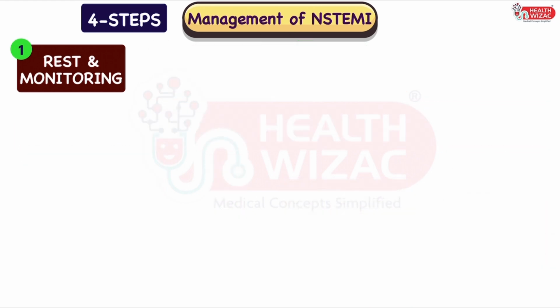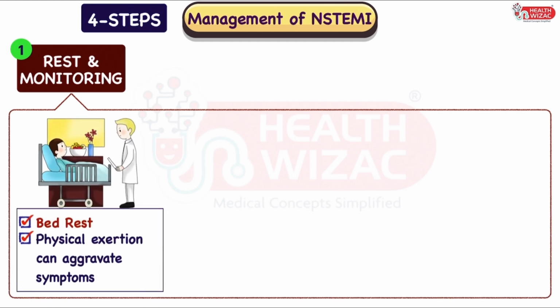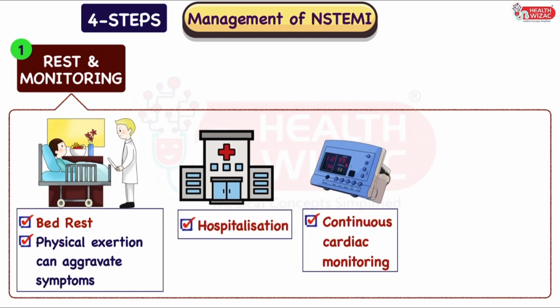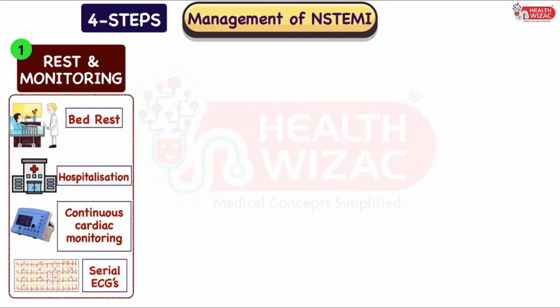Step 1, that is rest and monitoring, comprises complete bed rest, as physical exertion can aggravate the symptoms of non-ST elevation MI. Patients should be advised hospitalization and continuous cardiac monitoring should be started at the earliest. Serial ECGs should be done, as sometimes vulnerable plaques may get dislodged and result in ST elevation MI.